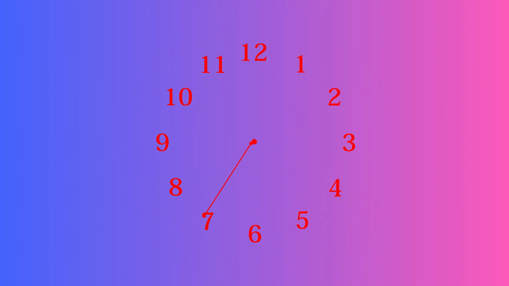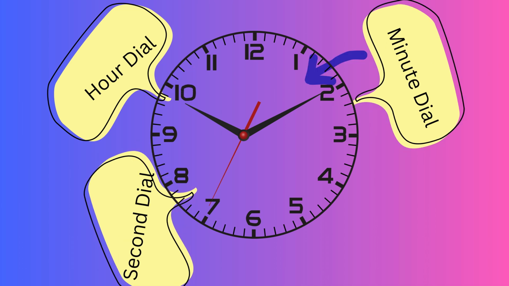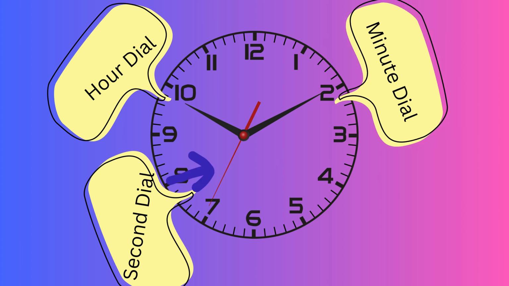The long, skinny hand. This is the minute hand. It tells us how many minutes have gone by. Also, there is a super skinny hand that moves very quickly. That's the second hand. So, kids, there are three dials: hour dial, minute dial, second dial.